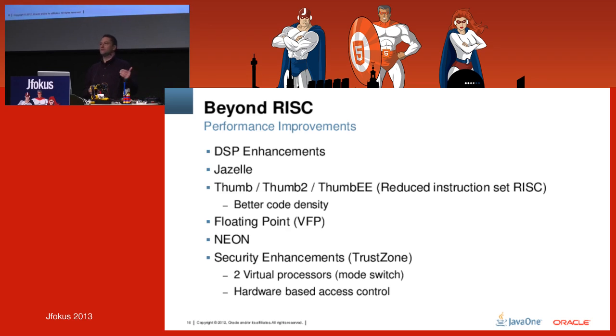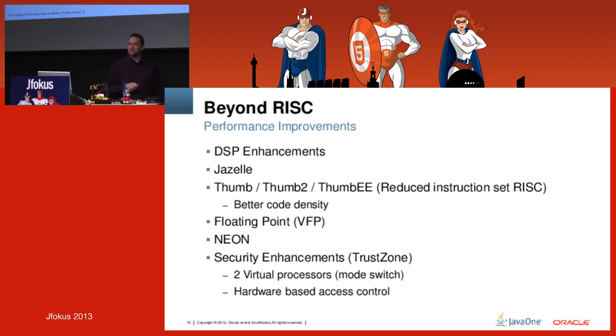Floating point, as I've already said, there's hard floating point support. There's also this thing called VFP, which is vector floating point. So again, some things that can be done there. NEON is a set of instructions which are similar to the Intel SSE instructions. So they're designed for more media processing and doing things that require extensive work around codecs and things like that.